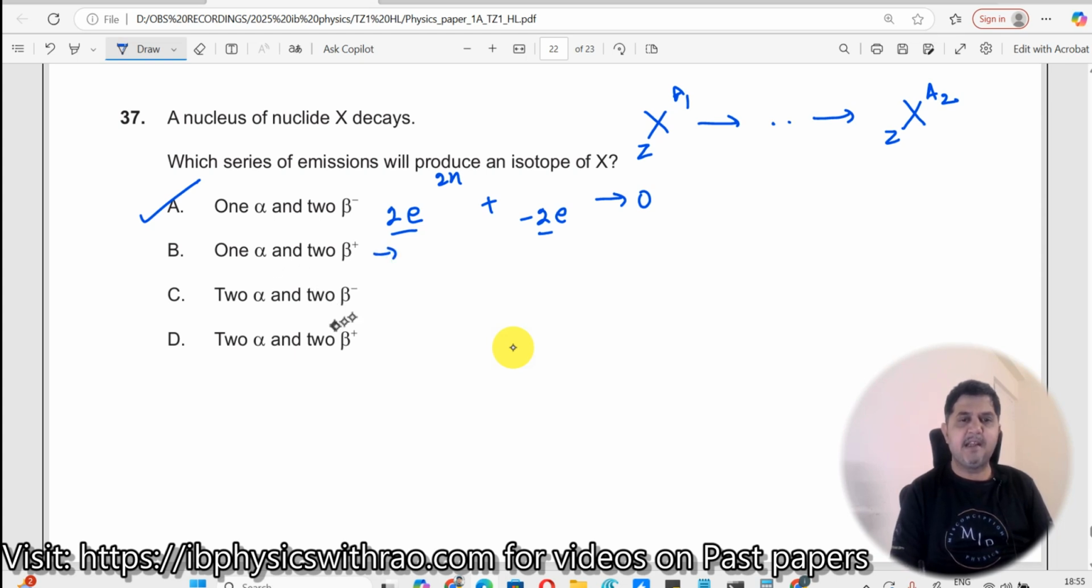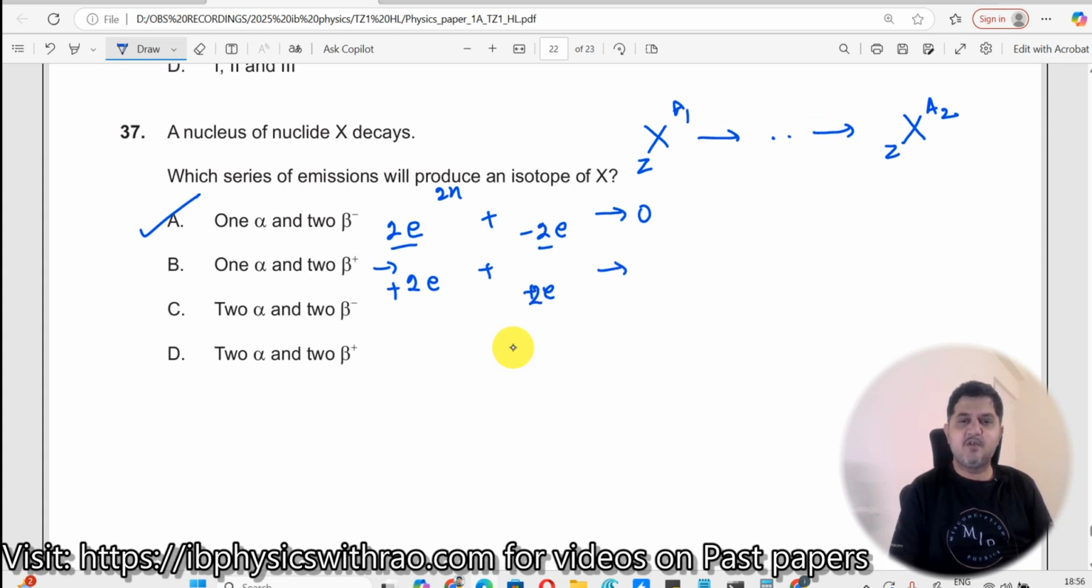1 alpha and 2 beta positive. What happens over here? Here you will have 2e plus 2e, and then here you have plus 2e over here. So the total charge here would be 4 times e. So this is incorrect.